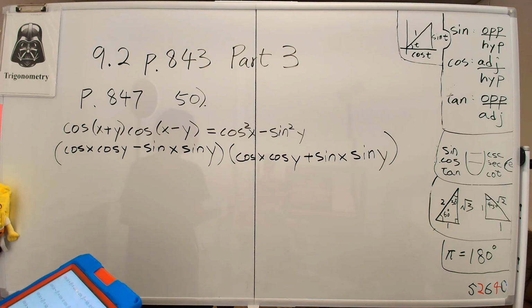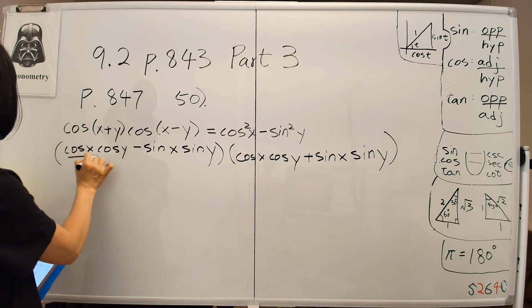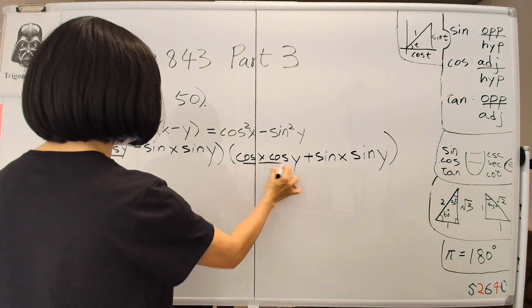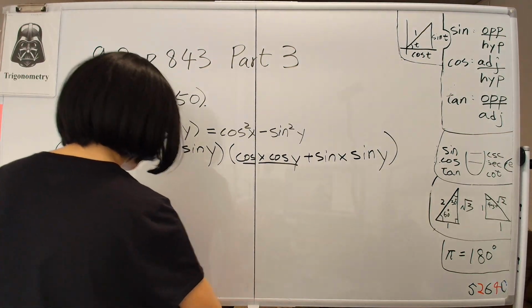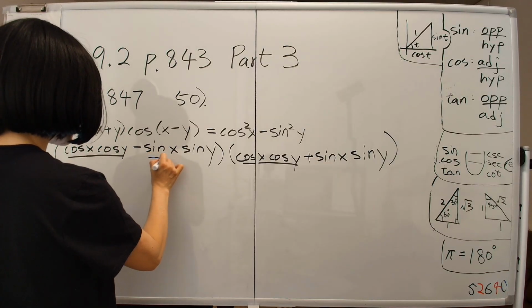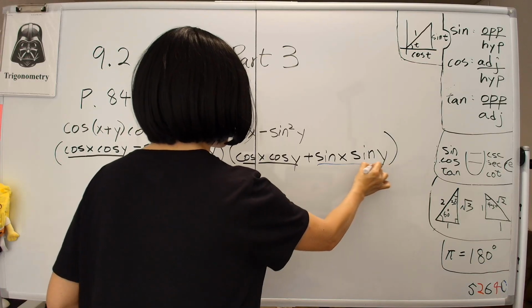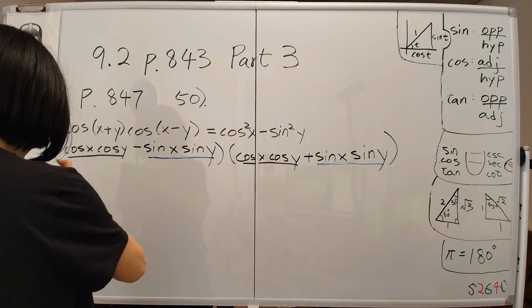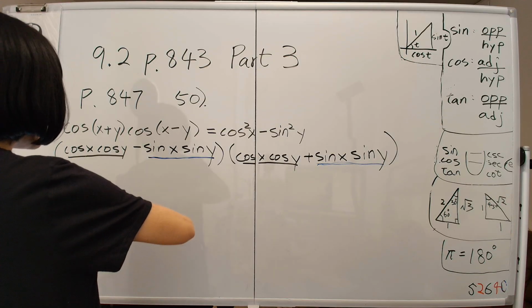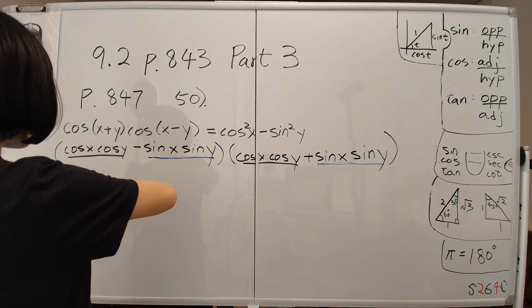All right, that seems to be a lot of stuff, which it is. But notice that these are the same. This part is the same as this part, both cosine x cosine y. And the other part here is identical to this part. All right, so being that they are the same, that would mean one thing: we can use the difference of squares formula.